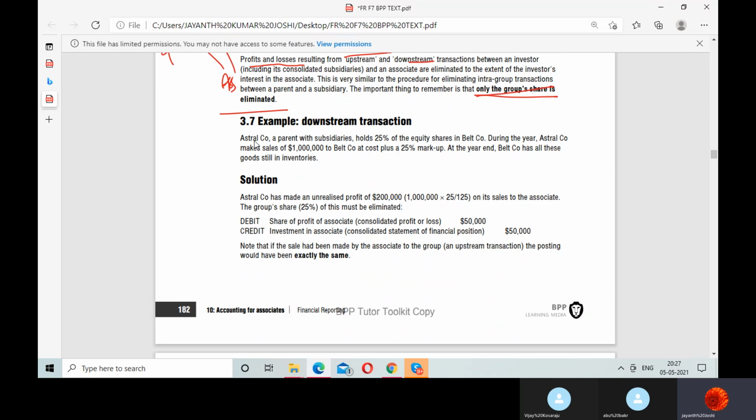See, Astral Company, a parent with subsidiaries, holds this much of equity shares in Belt Company, associate group. During the year, Astral Company makes a sales of this much to Belt, and they got a profit of 25% additional on that. That's markup. Okay. So it is like sales of this much, 100 plus 25, 125. The sales is 125. So can you find out the cost?